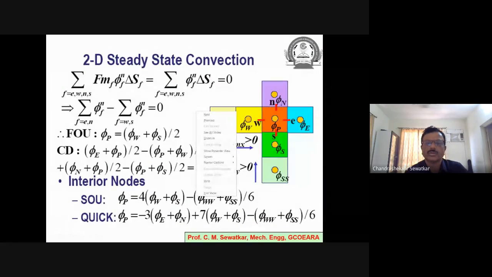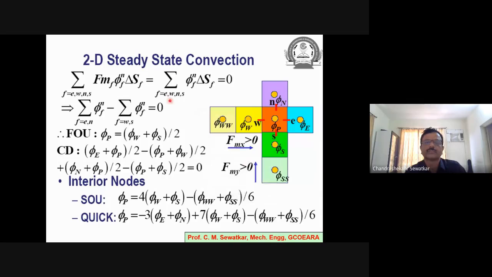So if it is a 2D steady state pure convection equation, my summation over F of m_F phi_F delta S_F, this is my total convection, will be equal to summation over east, west, north, south faces of phi_F delta S_F is equal to 0. What is done here?